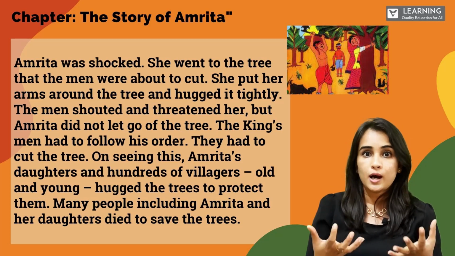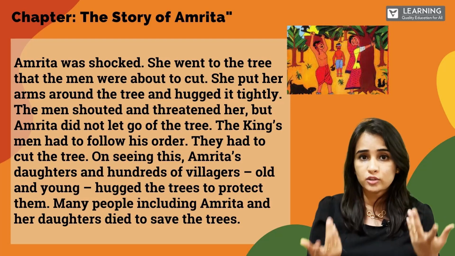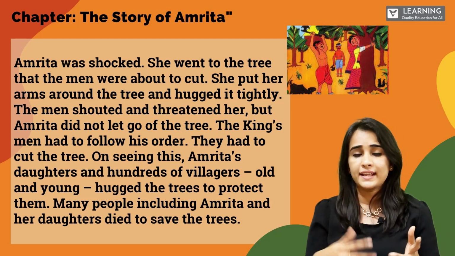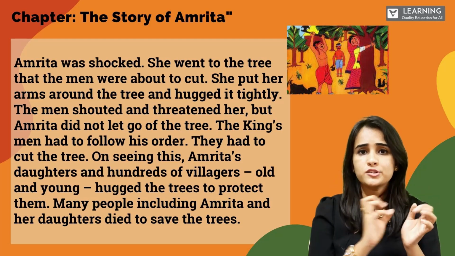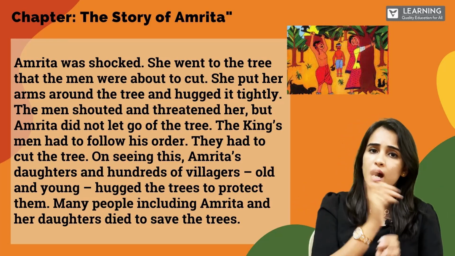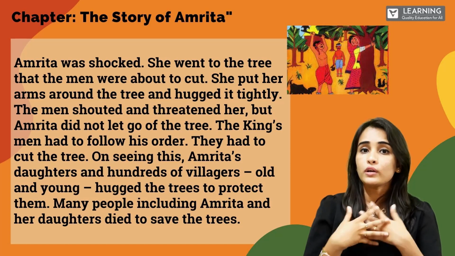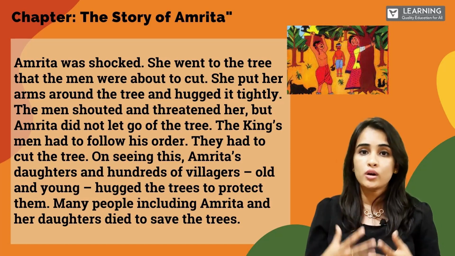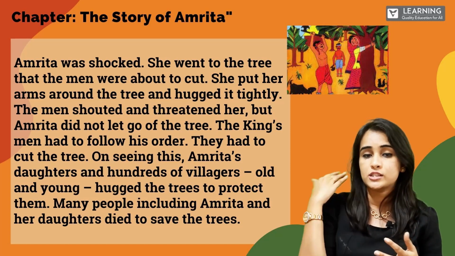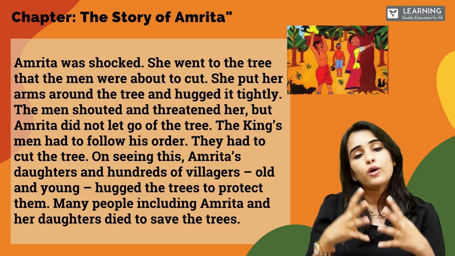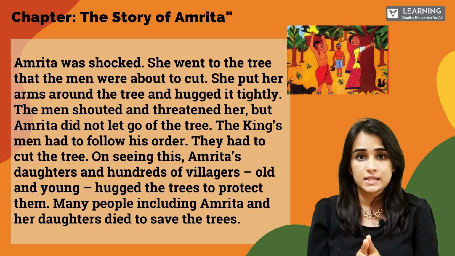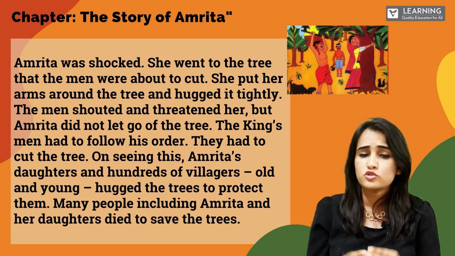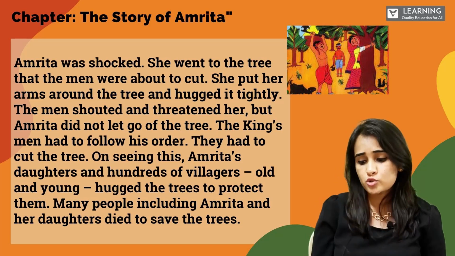Then what happened? Amrita, a daughter, she had daughters as well. So her daughters, her friends, and all the villagers came together and they picked up one tree each, and all of them hugged each tree because they wanted to protect it and they didn't want those strangers to cut those trees. So they all went and just gave up their lives to save those trees. Imagine so much love that they have for those trees, children.